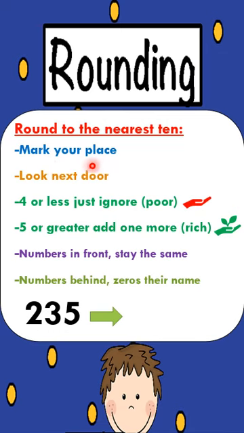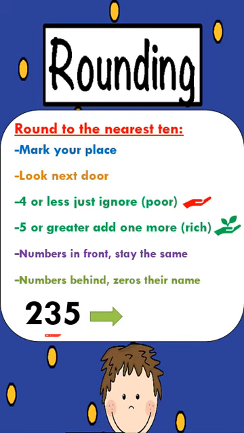My place, I know it by the question. The question says, round to the nearest 10. So I know from the previous lesson where the tens place is. We have the ones place, the tens place, and the hundreds place. So it wants me to mark the tens place. The tens place here is number 3. Let's mark it, or underline the number it asked me to mark.